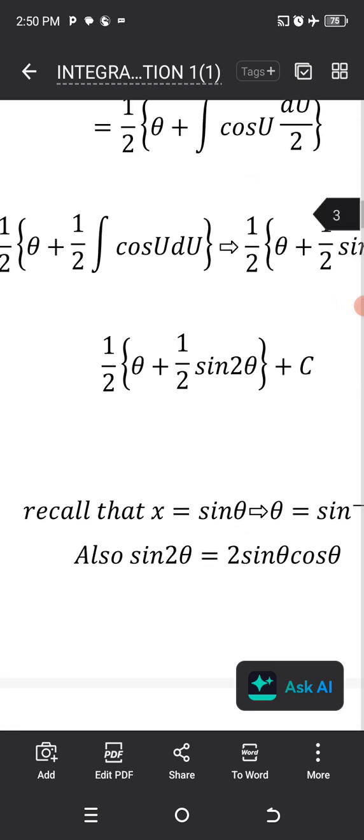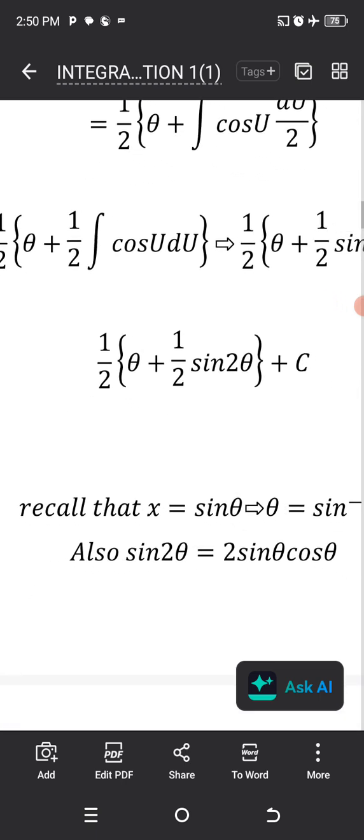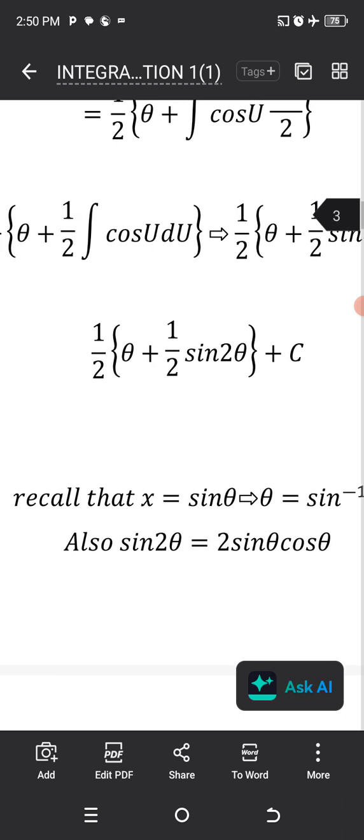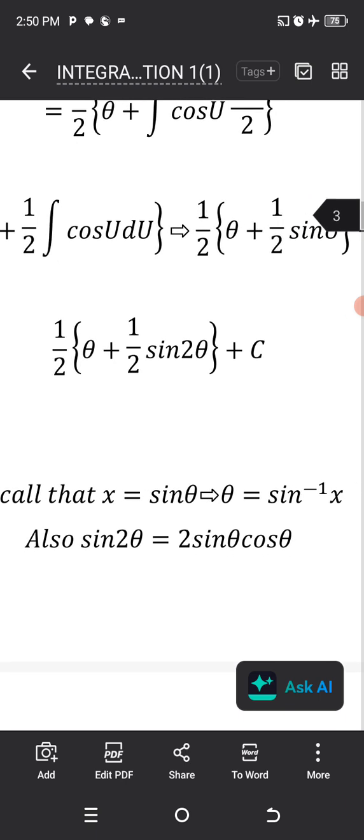And you can see that now we've changed everything from u back to theta, and eventually we are still going to change theta back to x, because the initial question given is in x.